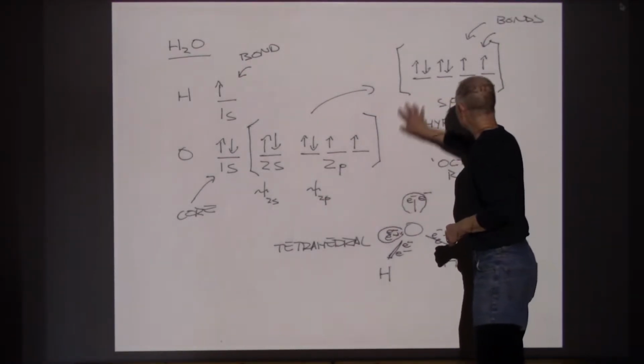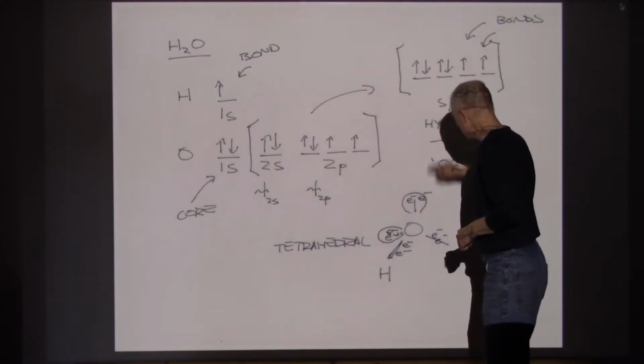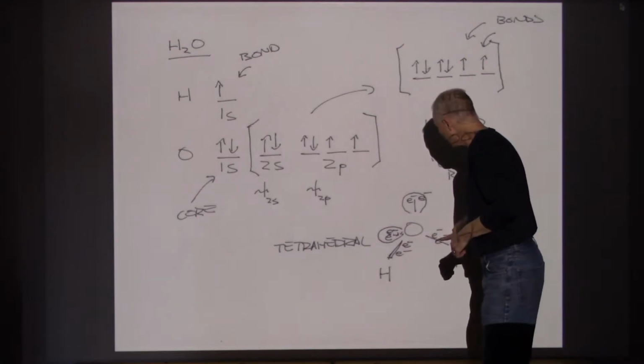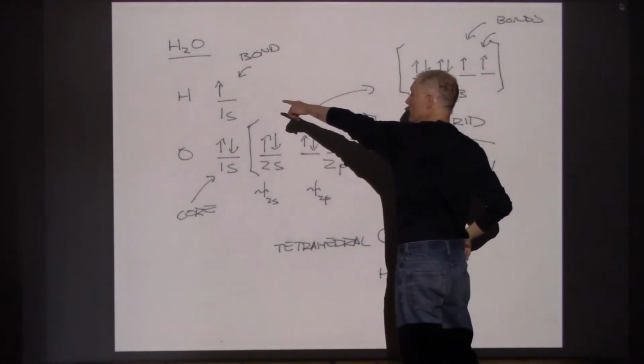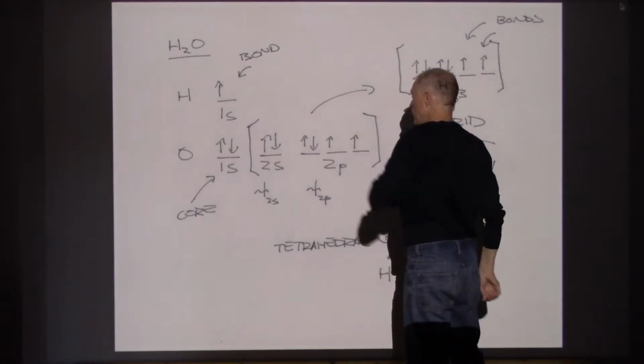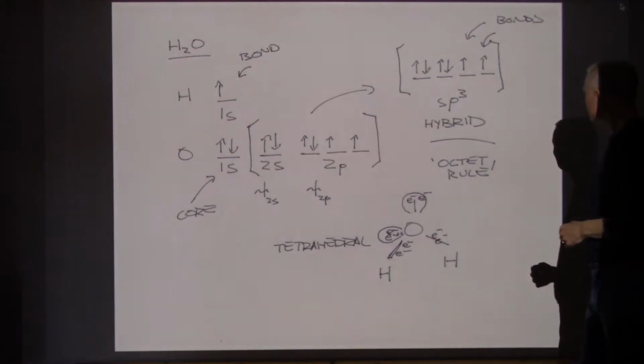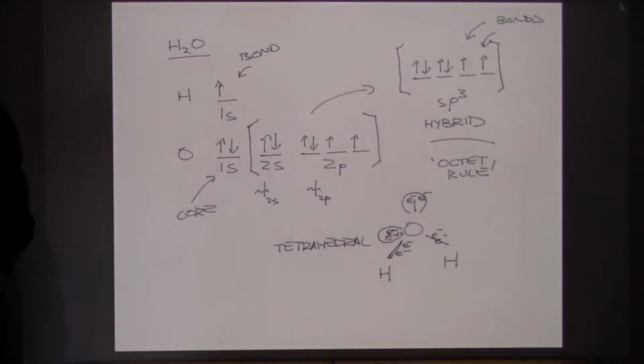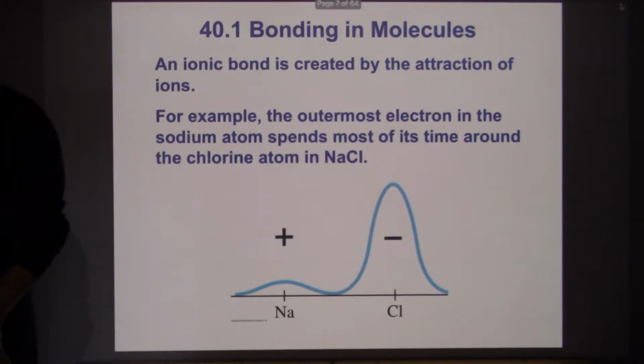Here's a couple pairs of electrons from the oxygen, and then these 2 become pairs of electrons by adding together one of the electrons from hydrogen. Okay, so there is the quantum mechanical basis for the octet rule.